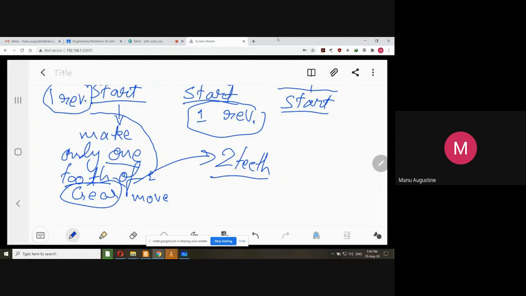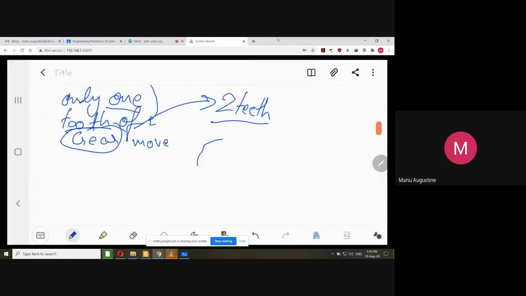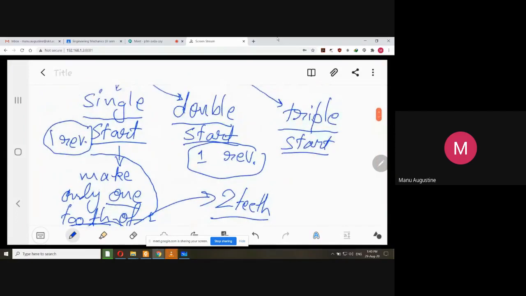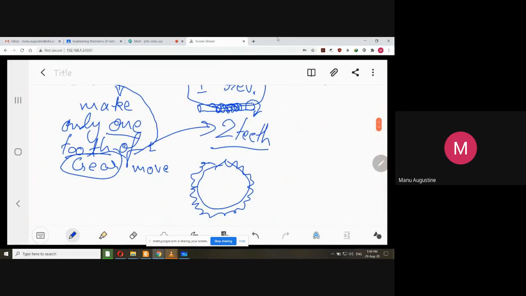You see, how many teeth are there on a gear? A gear will have 1, 2, 3, 4, 5, 6, 7, 8, some 20 to 30 teeth will be there. So just imagine that this is the worm, a thin structure. When the worm rotates by one full revolution, the gear attached to it will move only this much angle. Why? Because this will be two teeth. It will move by a distance of two teeth only.